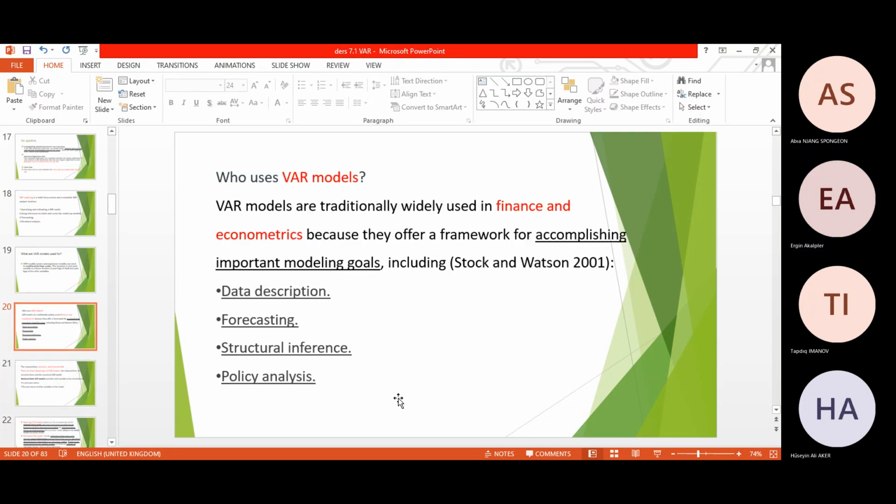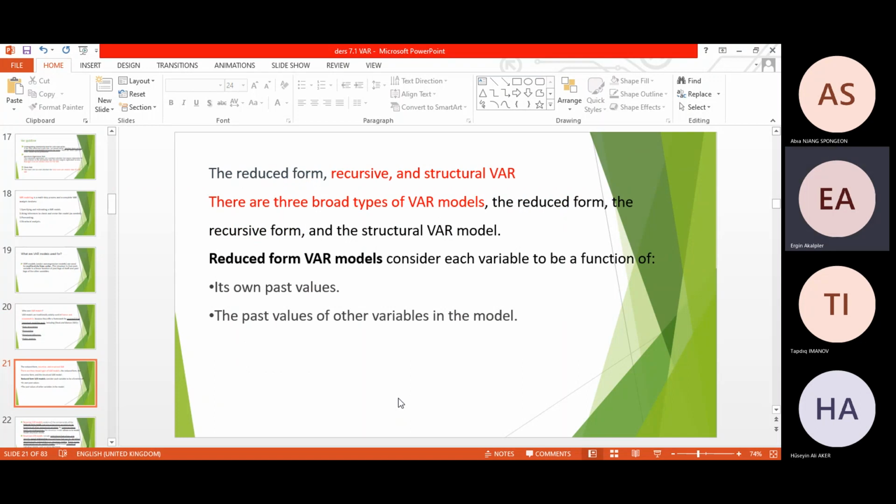Who uses VAR models? VAR models are traditional and widely used in finance and econometrics, as we are using as economists, because they offer a framework for accomplishing important modeling goals, including, as Stock and Watson say, data description, forecasting, structural inference, and policy analysis. There are three broad types of VAR model: the reduced form, the recursive, and the structural VAR model.